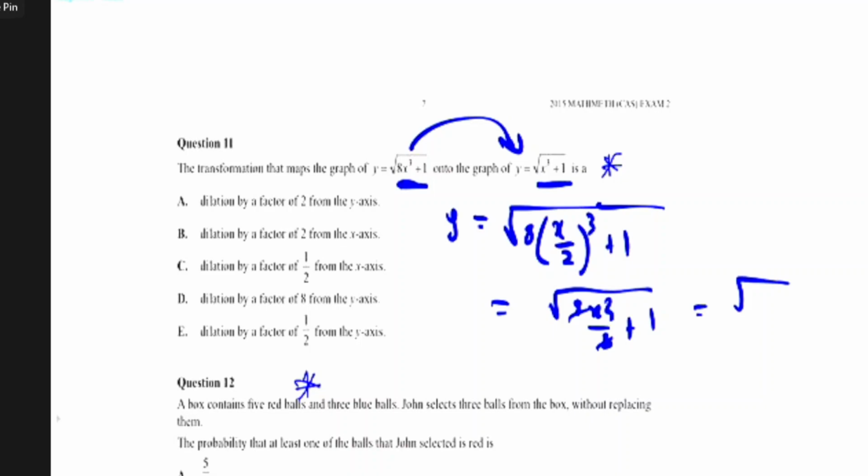So basically what happened here was x dash divided by 2 is equal to x using the transformation notation. So that means x dash is equal to 2x, and that means that it's a dilation of 2 from the y-axis.